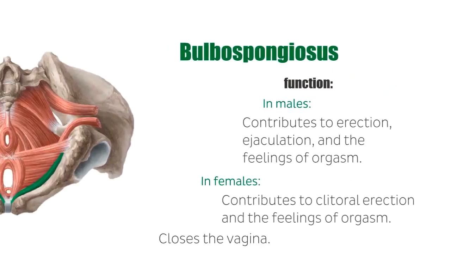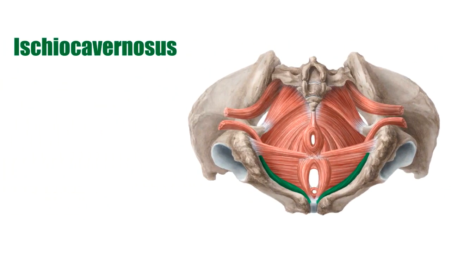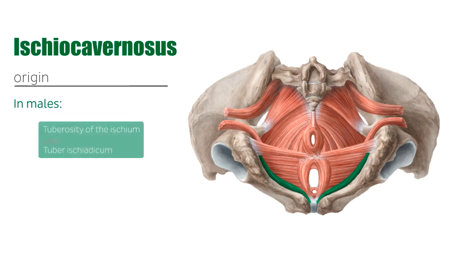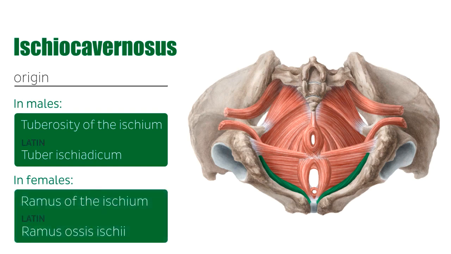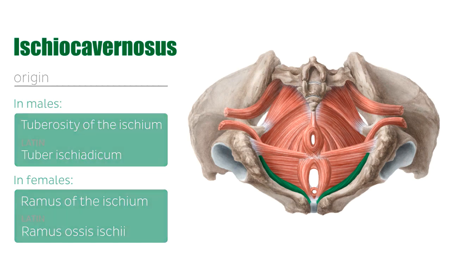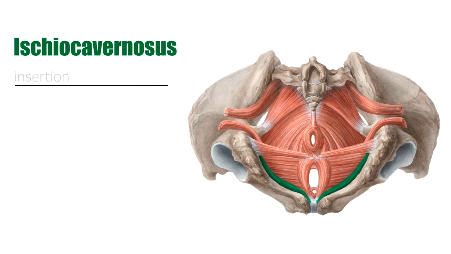Now we're going to move on and talk about this muscle that you see now highlighted in green, the ischiocavernosus. Now this is a muscle just below the surface of the perineum. For the origin points, in males, the fleshy fibers will be originating the inner surface of the tuberosity of the ischium, while in females it will be originating from the ramus of the ischium. In males and in females, we're also going to see different insertion points.